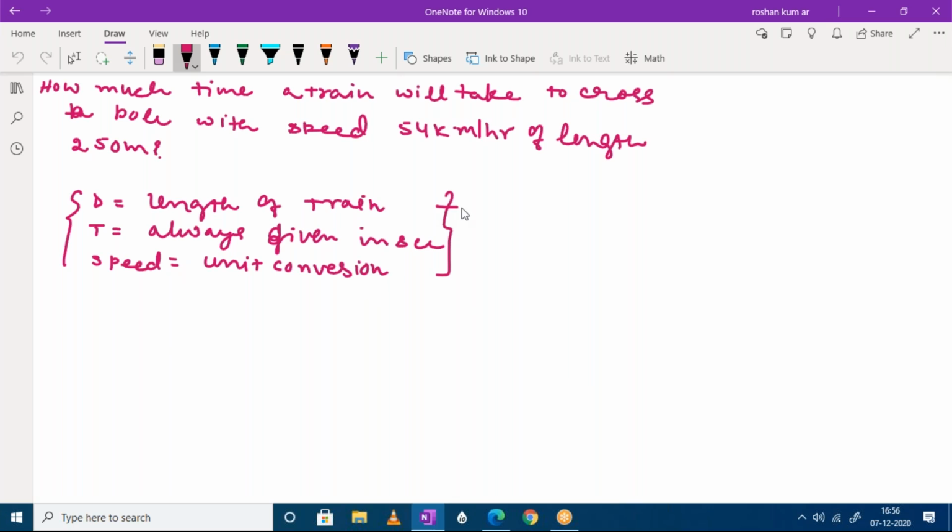So I want you guys to understand these three things. They will always be like this. The distance will always be the length of the track. Time will always be given in seconds, and speed will need unit conversion. It will always be given in kilometers per hour, and you have to convert it into meters per second. I hope you guys are aware of the conversion.